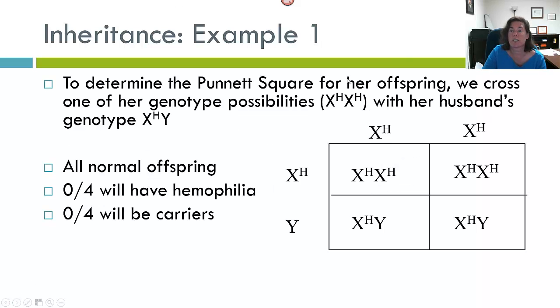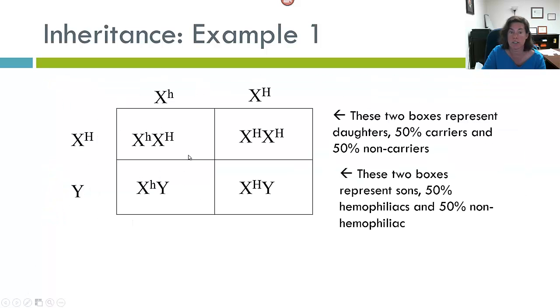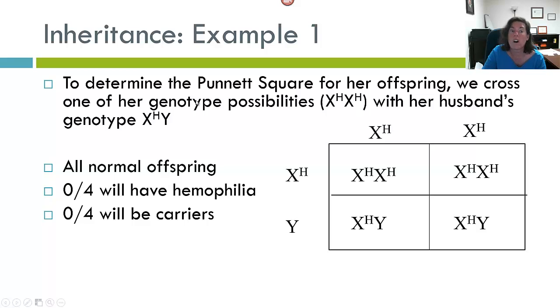To determine the Punnett square for her offspring, we cross one of her genetic combinations. We'll take this first one and then this one. So she could be either this or this. So there are 2 possibilities. We cross one of her genetic possibilities, the homozygous dominant, with her husband's genotype. And we note that all 4 offspring are normal. None of them have hemophilia, and none of the 4 possibilities are carriers either.